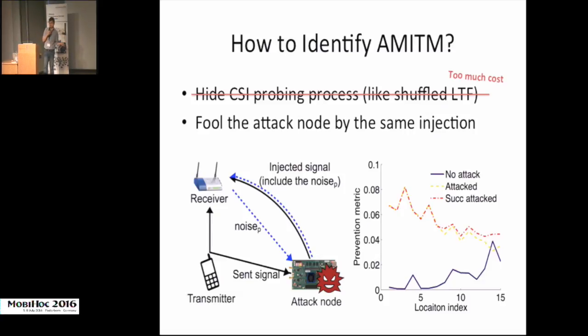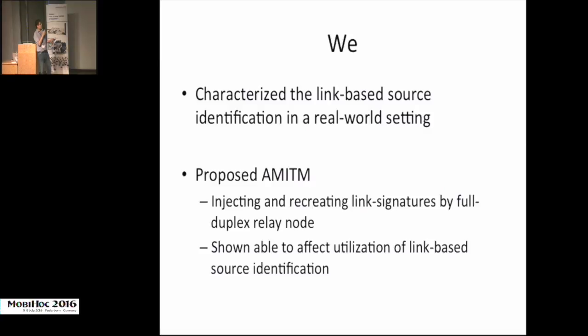So, in summary of this work, we characterized and studied the link-based source identification, especially from the angle of a real-world setting, in the protocol setting. Then we found some very interesting properties based on our analysis. We also proposed the analog man-in-the-middle attack based on the property we found, which injects and recreates the link signature for the receiver, and it has been shown to effectively affect the utilization of the link-based source identification protocol we talked about so far.